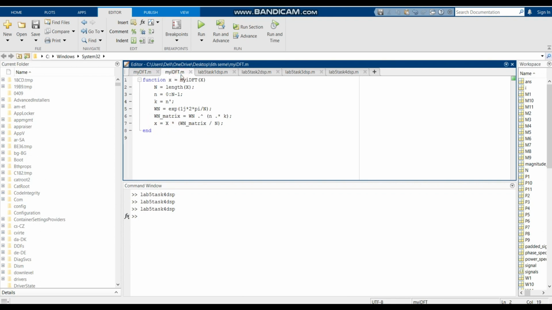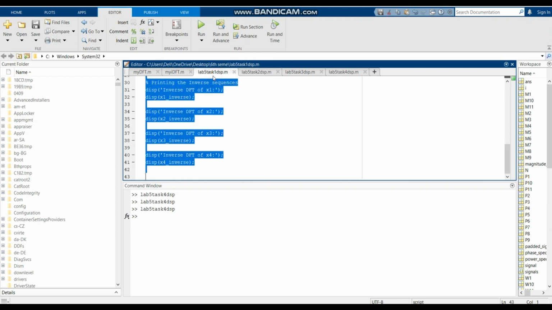The next function is myIDFT, my inverse DFT, which computes the inverse discrete Fourier transform of an input signal, the Fourier coefficients X. It begins by determining the length of the input coefficients to establish the size of IDFT. Then it generates the arrays representing time indices and frequency indices. Then it calculates the twiddle factor using Euler's identity. Finally, it computes the IDFT by using the scaling factor 1 by N.